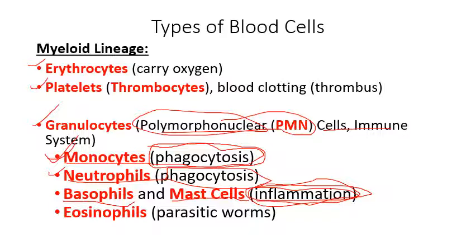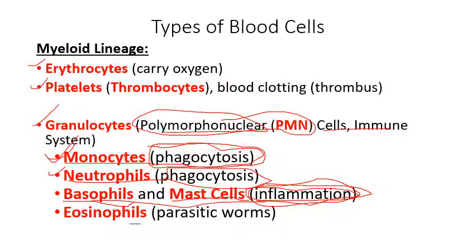So that inflammation response is composed of a feeling of heat, redness, swelling, and pain. Those are the four characteristics of an inflamed organ or an inflamed body part. Some of those responses, heat, pain, redness, and swelling, are mediated by the basophils and the mast cells. And we'll talk about that when we get to the immune system lecture.